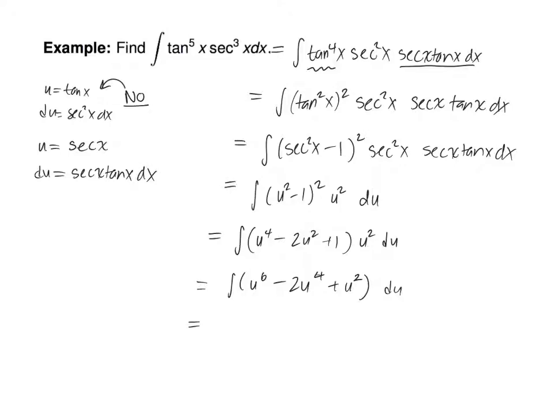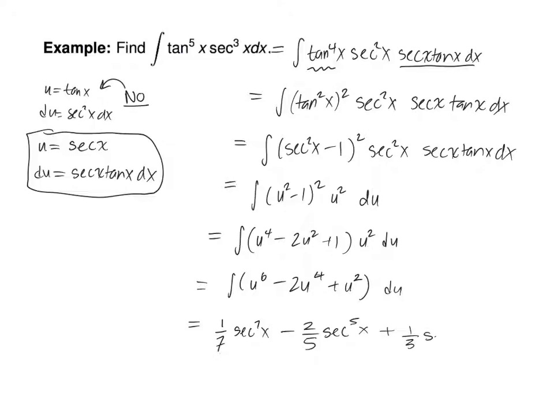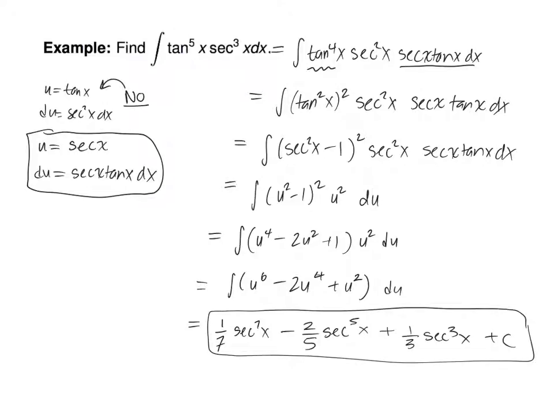And let's anti-differentiate and plug stuff in. So 1/7 secant to the 7th, because this is the substitution that we actually used, right? Minus 2/5 secant to the 5th plus 1/3 secant cubed, plus C.